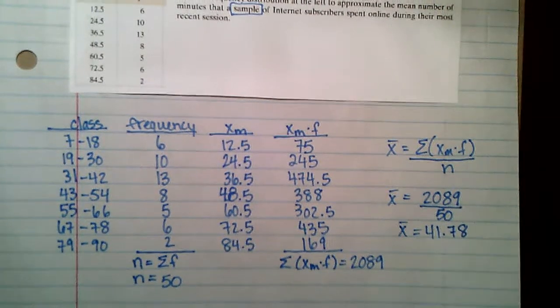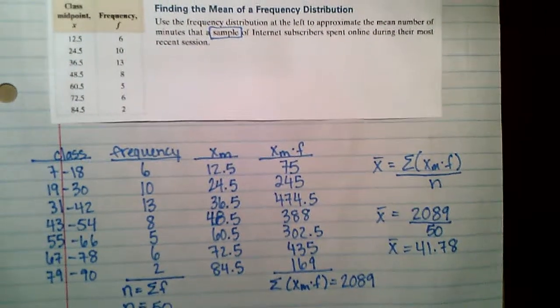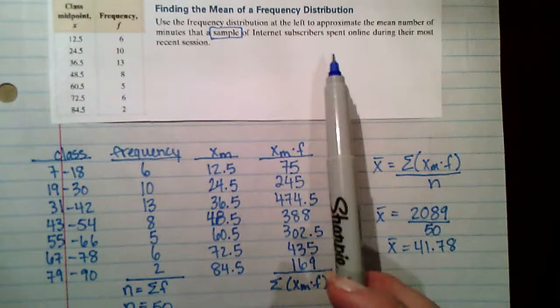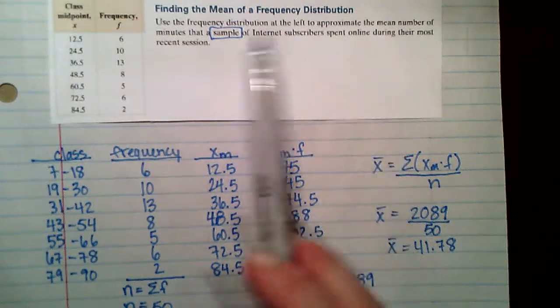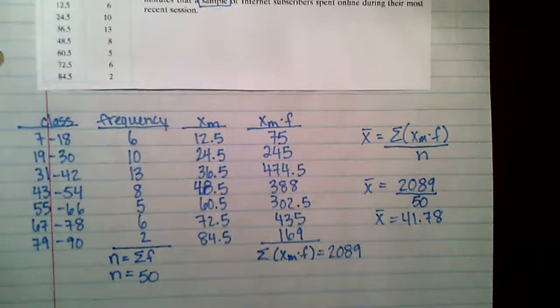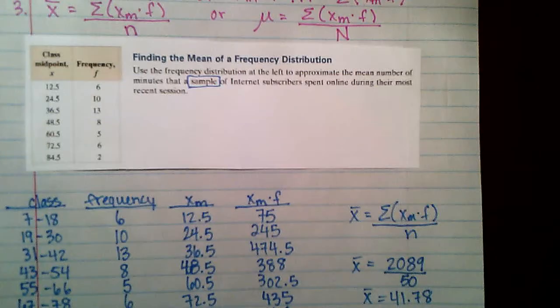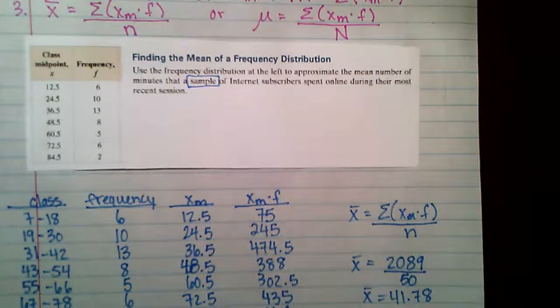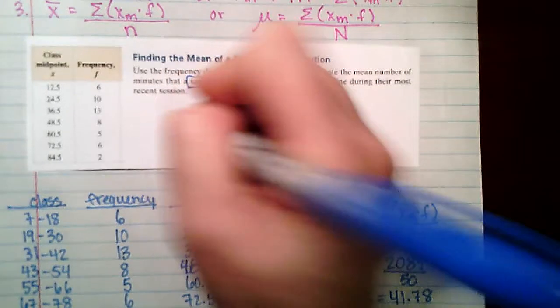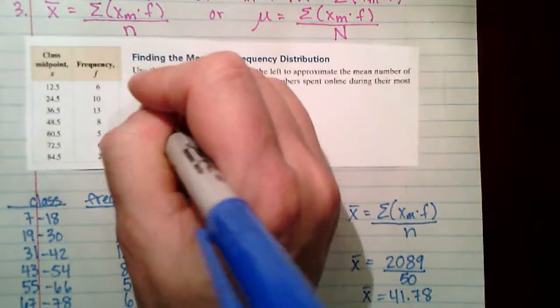Since I don't really know what my data values were originally, but since it's the number of minutes, I'm going to guess that it was whole numbers. So we'll go 1 decimal point further than that data. And we'll say that the mean number of minutes that this sample of internet subscribers spent online during their most recent session would be 41.8 minutes for X bar.